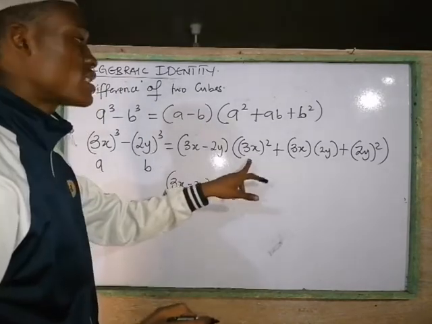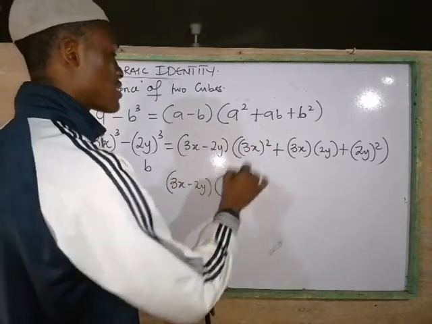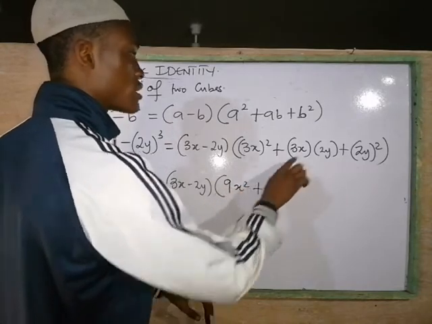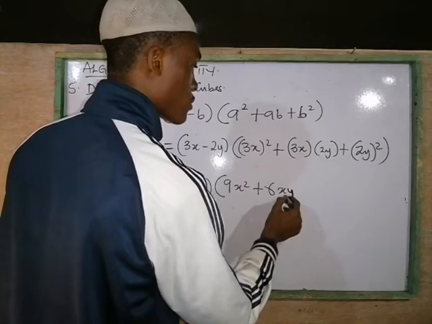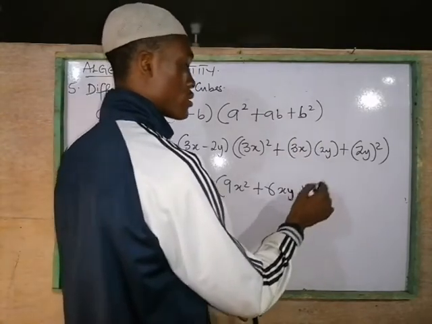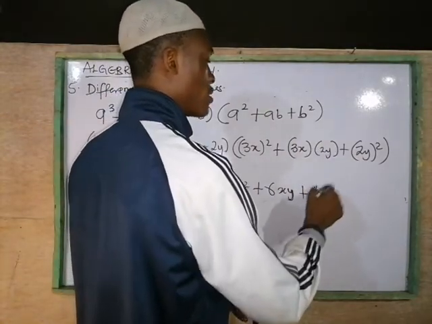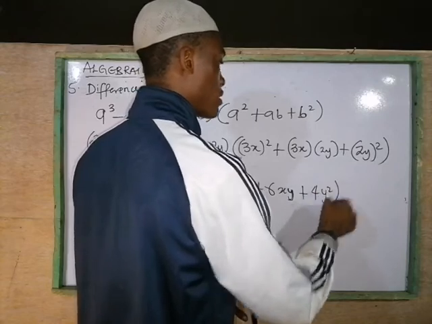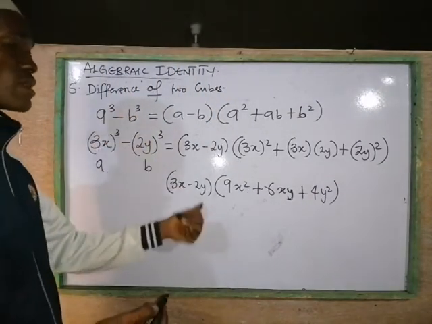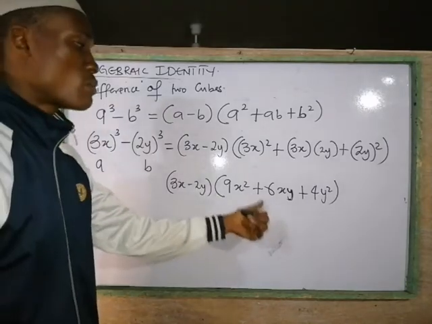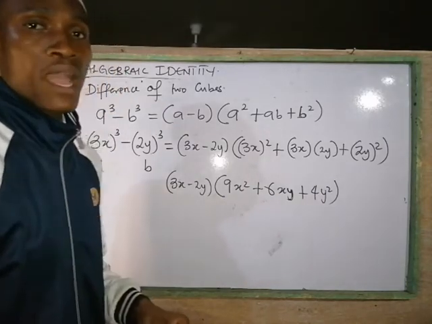I can still solve this. 3 squared is 9, and x squared is x squared, plus 3 times 2, that is 6, x times y, xy, plus 2 squared, that is 4, then y squared, that is y squared. So my A cube minus B cube gives 3x minus 2y, 9x squared plus 6xy plus 4y squared.